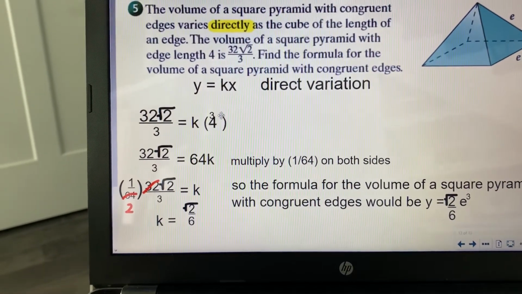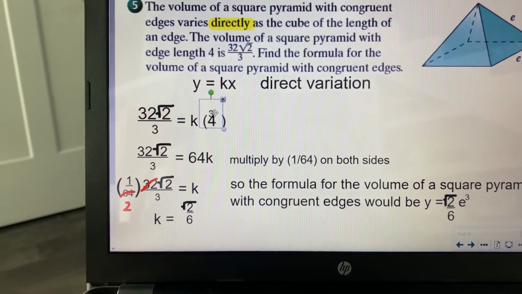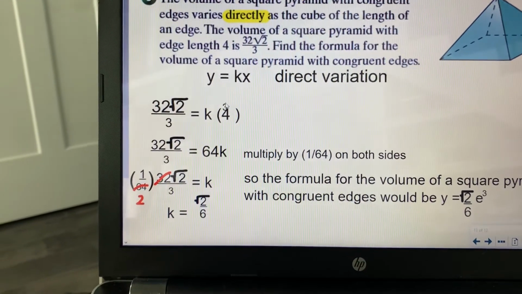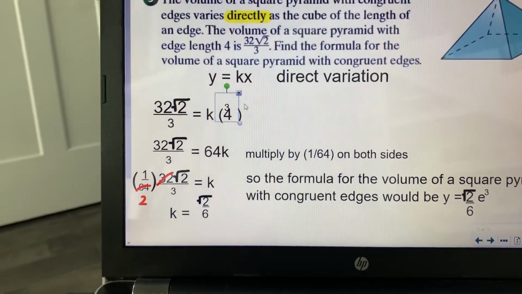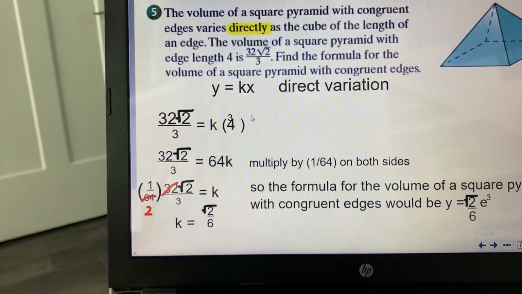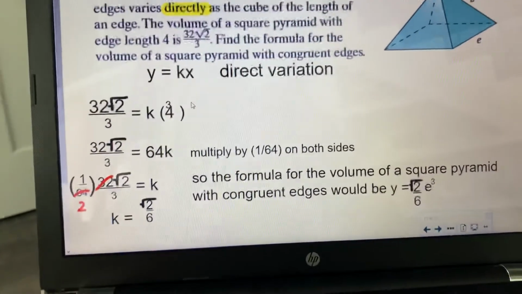I think I can change it, maybe. Maybe? It's not letting me move it. I can't hold the camera and do that at the same time. Okay, so we'll just leave it.